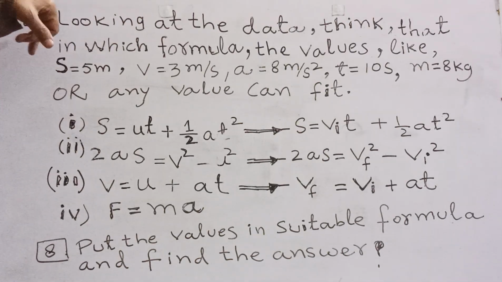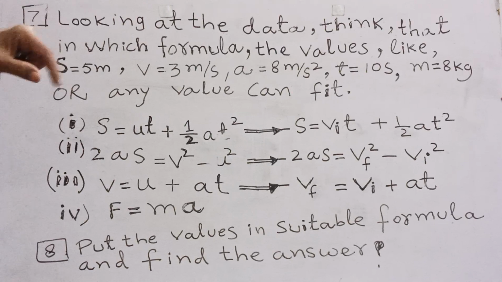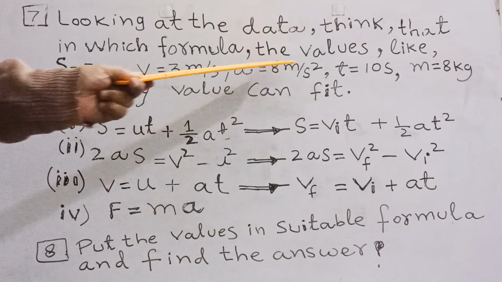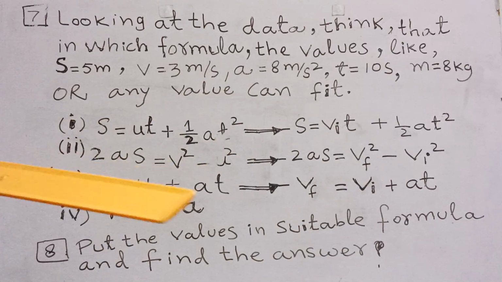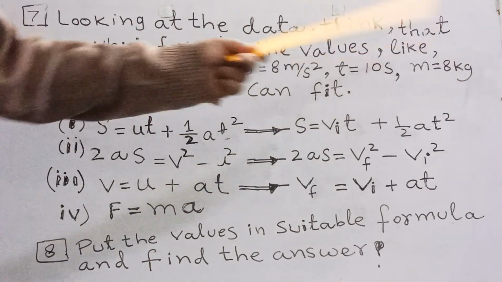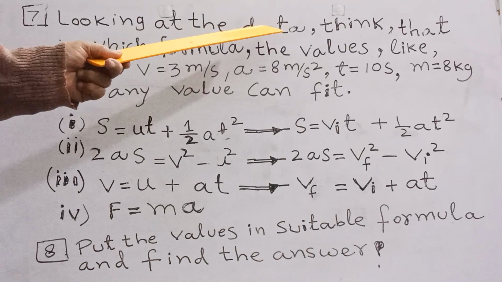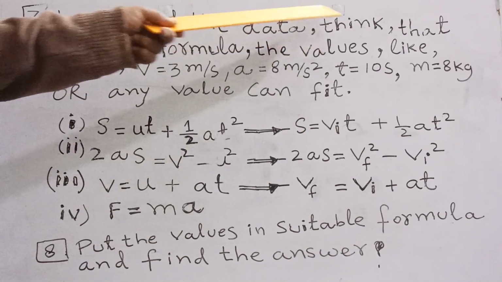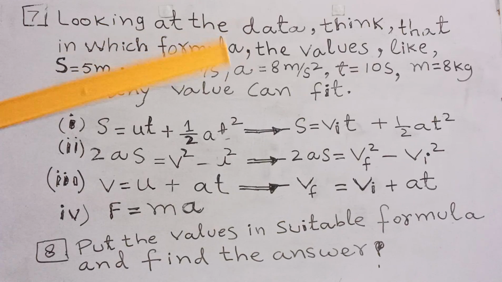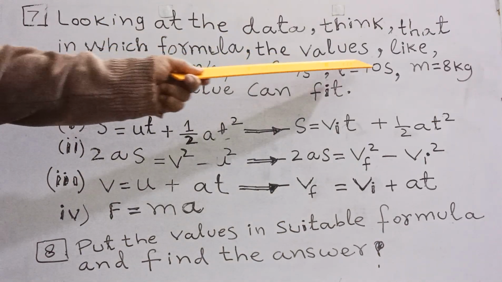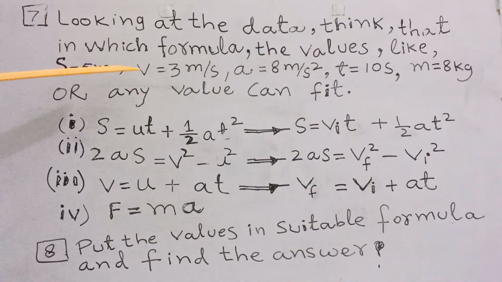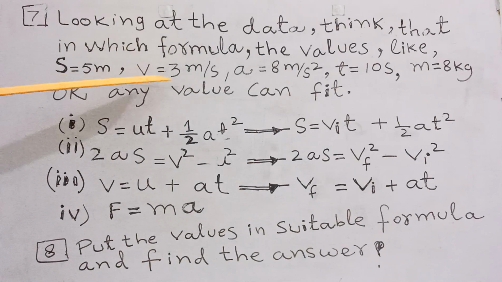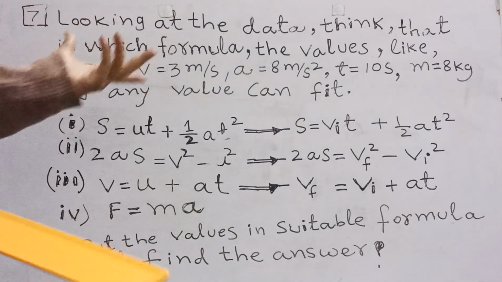This is point 7. Now this is the data that you have prepared after reading the description of the numerical. It is arbitrary or random. So looking at the data that you have prepared from the description of the numerical, think about in which formula these values can fit or be put. So what is that formula?